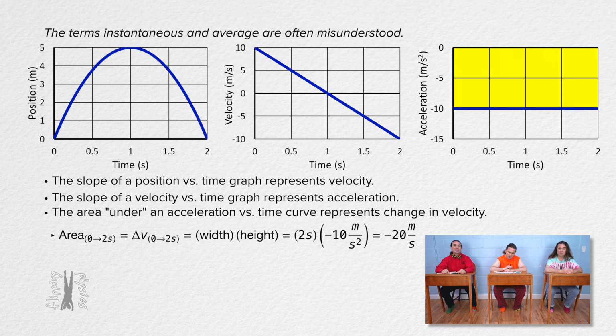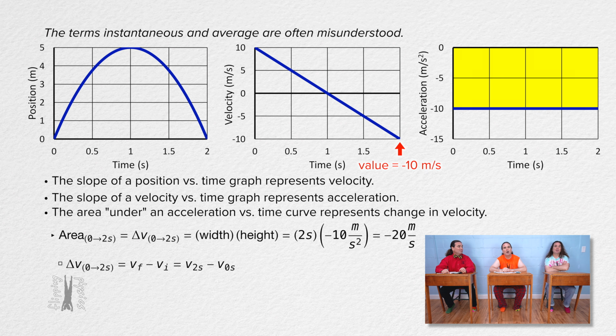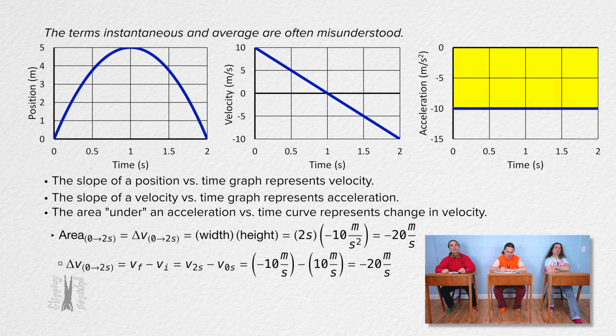And that confirms what we see on the velocity versus time graph. The velocity at 2 seconds is negative 10 meters per second, and the velocity at 0 seconds is 10 meters per second. So the change in velocity is negative 10 meters per second minus 10 meters per second, or negative 20 meters per second. Yeah, that makes sense.